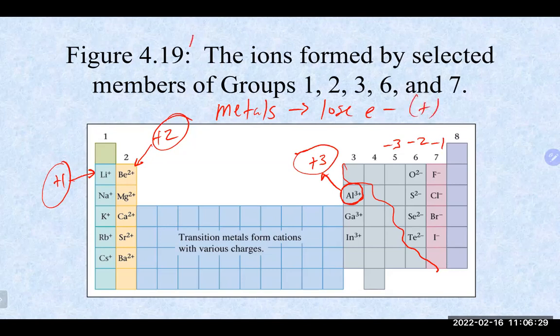And it is the nonmetals, as we'll talk about, that basically will accept or gain electrons. And those guys will result in negative charges, as we see here above the staircase.